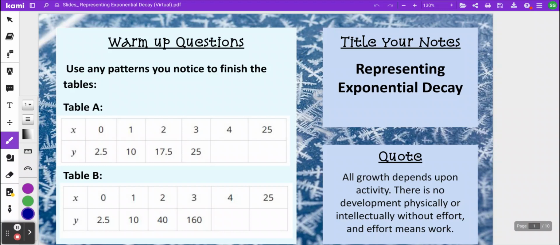On your screen, there's a warm-up question involving table A and table B, and using any patterns you notice in this table to help you finish the table. I do want to point out the table goes 0, 1, 2, 3, 4, and then jumps to 25. So you're going to need that pattern to help you figure out what 25 is. Go ahead and pause the video now to see if you can figure out that pattern and what those missing numbers would be.